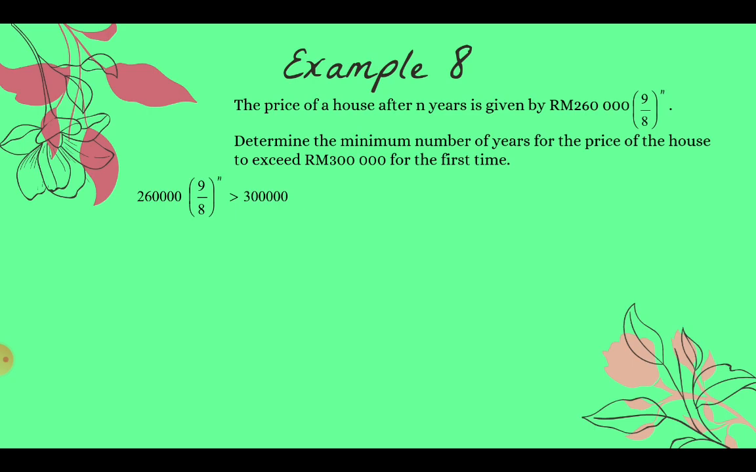So exceed, when we talk about exceed, of course it must be greater than. So we see that we cannot solve this easily. Okay, so 9/8 to the power of n is greater than 1.1538. Where do we get this value? 300,000 divided by 260,000. So the next step, we need to log both sides with base 10 because the previous step is in index form.